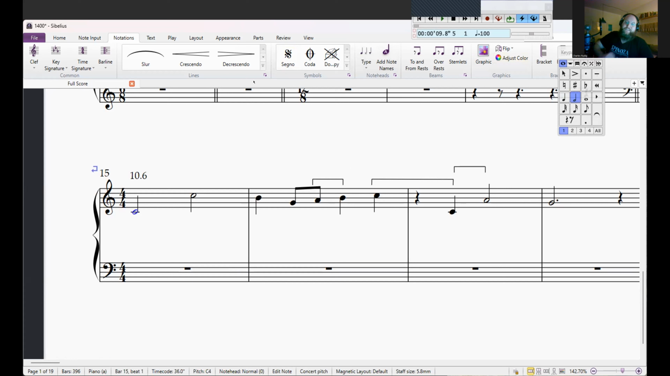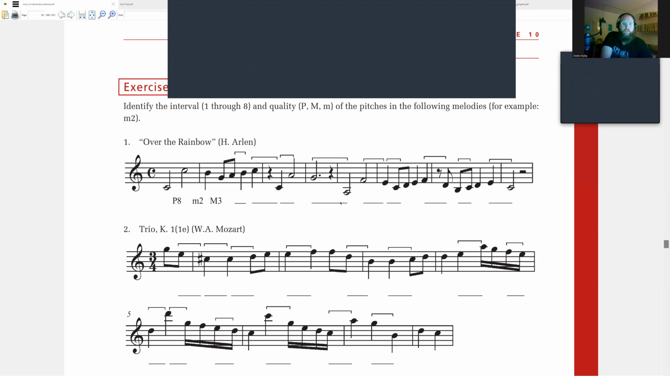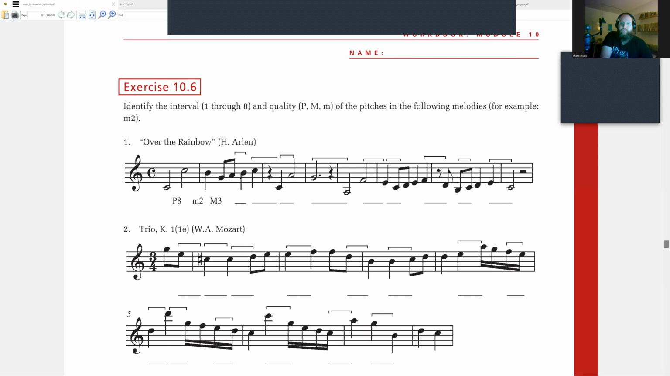And my voice is shot right now. It's gonna be terrible. Somewhere over the rainbow, way up high, right? You've got a little melody, and you're asked to find some of the melodic intervals, the intervals from one note in the melody to the next. And just for context, I'm showing you where this is in the homework. Right, so 10.6. This is what I'm doing. What I have here is identical. I've just transcribed it into Sibelius.